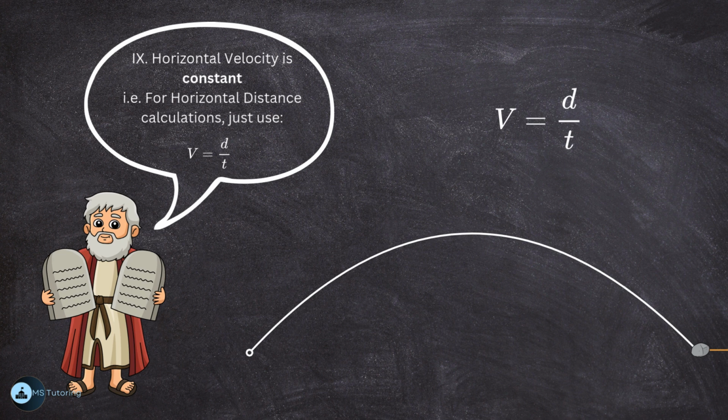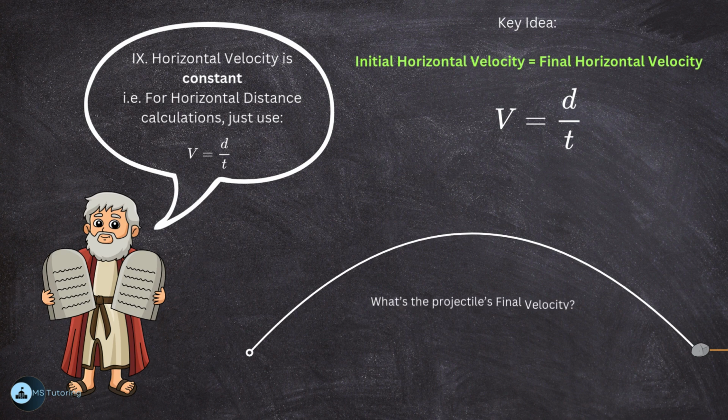What it also means is, once we find the horizontal component of our initial velocity at the beginning of any projectile motions question, that component is the same as the horizontal component of our final velocity. It's super important to remember that horizontal velocity is constant because it helps us find the answers to two big questions. What is the projectile's final velocity? And how far did the projectile travel from its launch point?